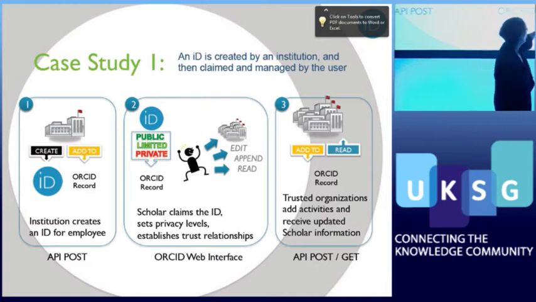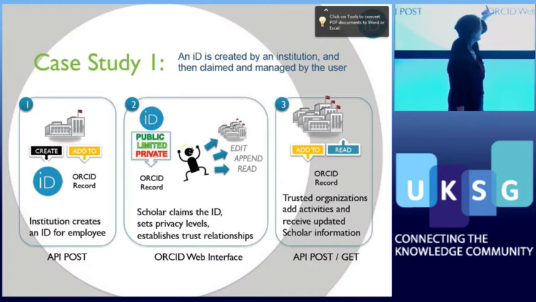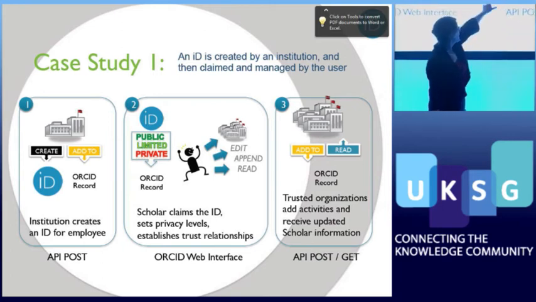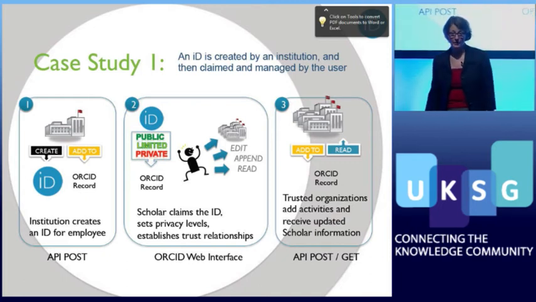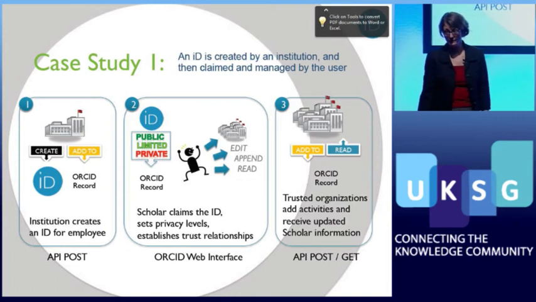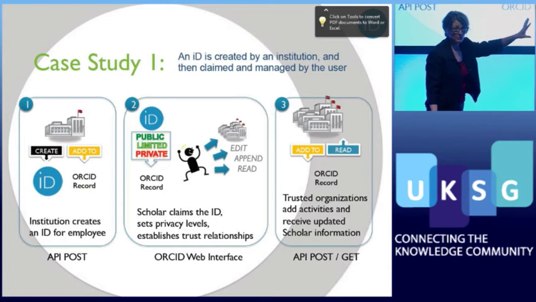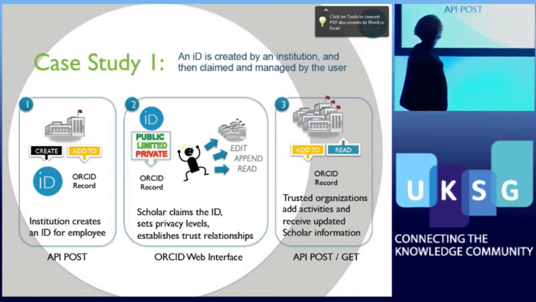Okay? And then that individual can set privacy levels and also establish a trust relationship with their employer. And then this trusted organization can now add activities or receive updated information, for example, for updating the repository from the ORCID registry using the API. Okay? So this is kind of the create mode for research organizations.